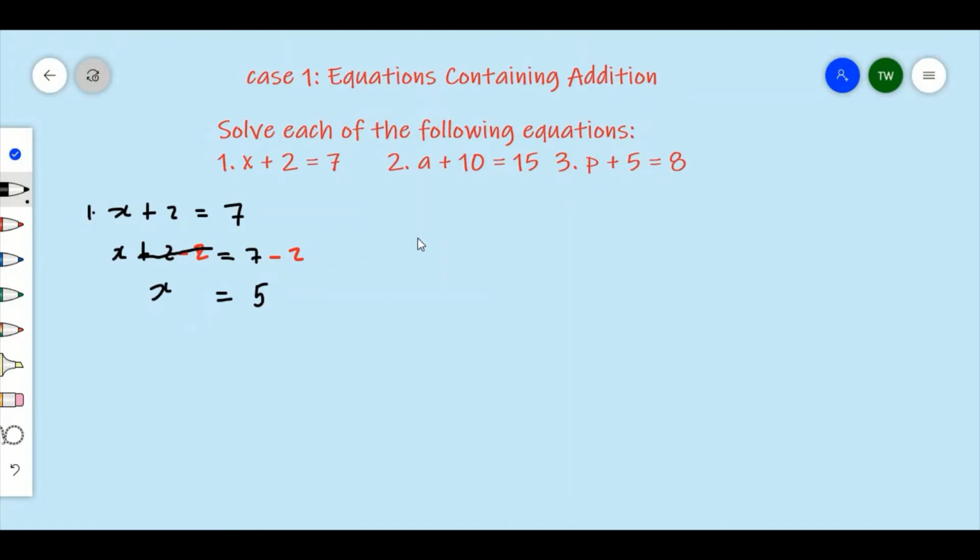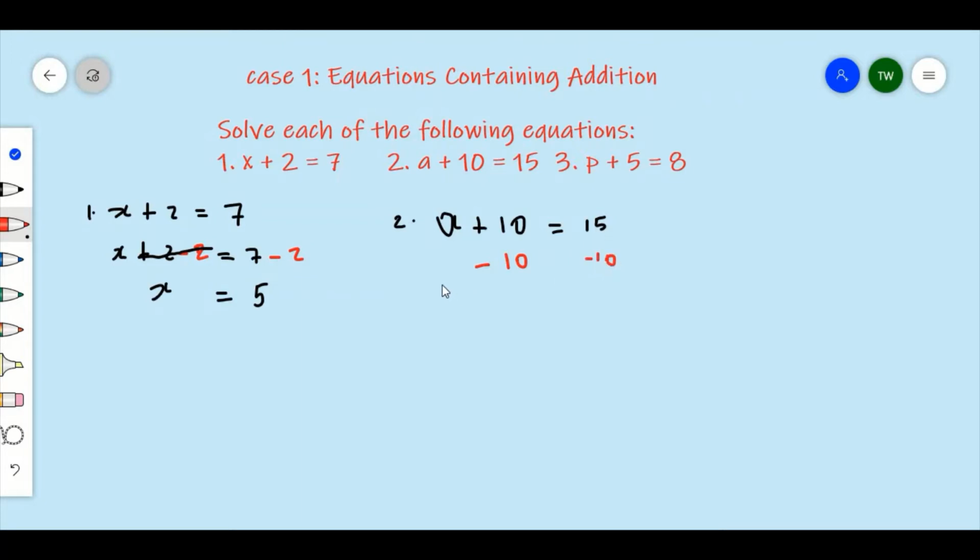Example number 2. Example number 2, we're given a plus 10 equal 15. Again, we want to find what a is, which means that we need to get rid of this plus 10. Now, how we can get rid of this plus 10 is to subtract 10 from both sides. So we're going to subtract 10 from this side. And we're also going to subtract 10 from this side.